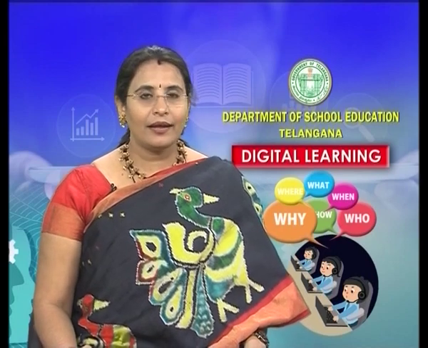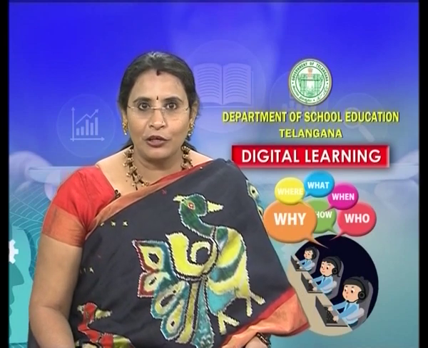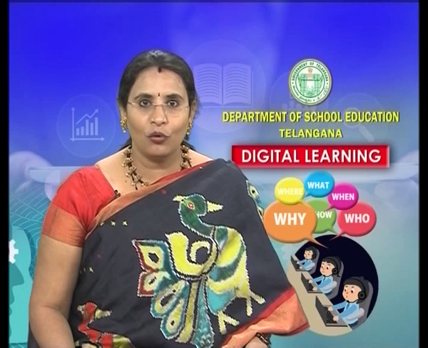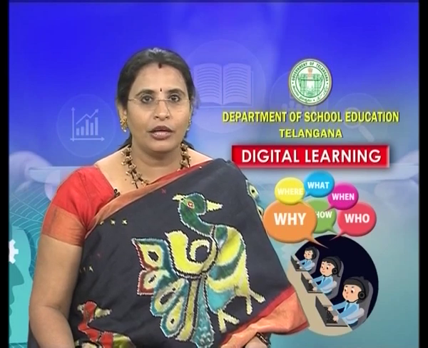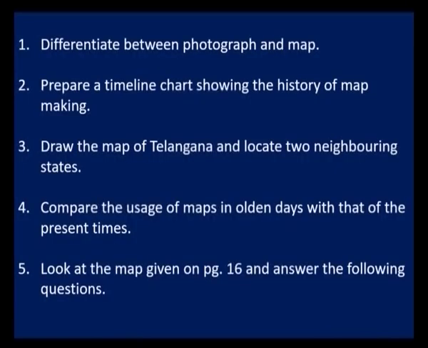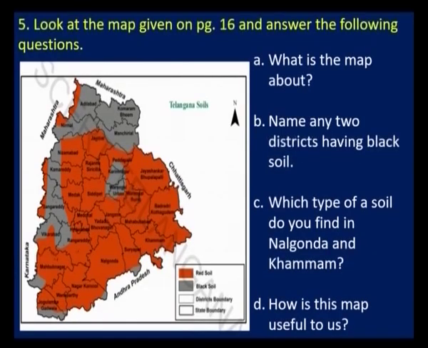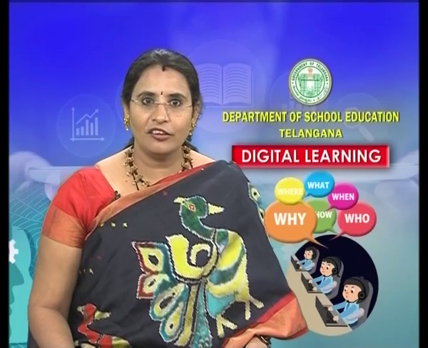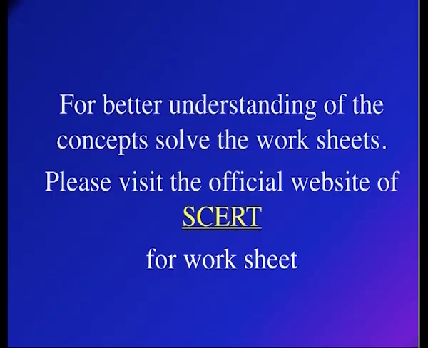So children, I think the lesson is very clear to you. So here is your homework. Please note it down in your notes. Please copy the questions. This map is given on page 16 of your textbook. You don't have to draw the map, just note down the questions. Along with these questions, children, you can also solve the worksheets published by SIET. You can download these worksheets from the official website of SIET.